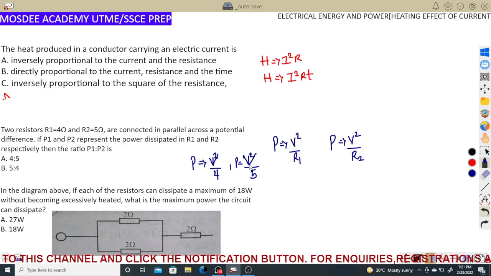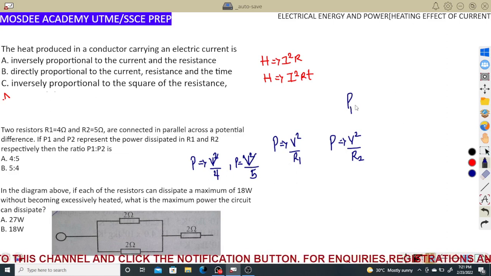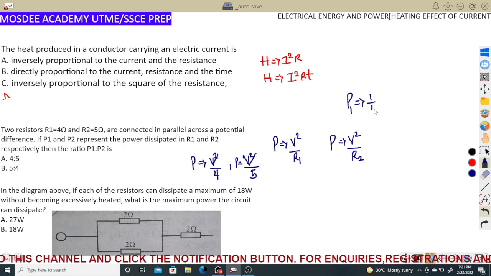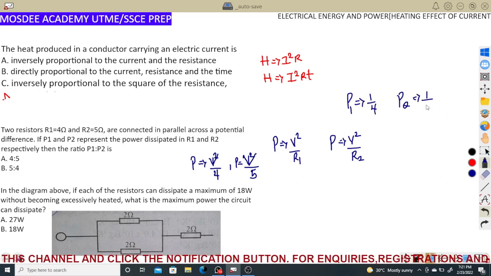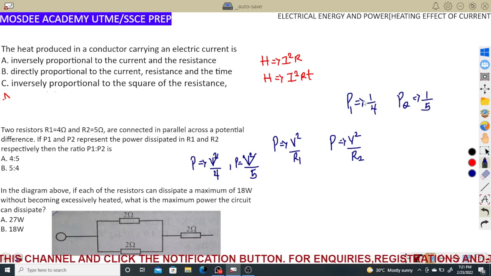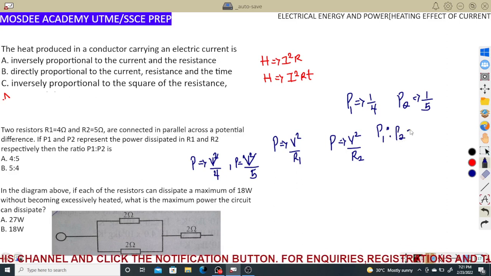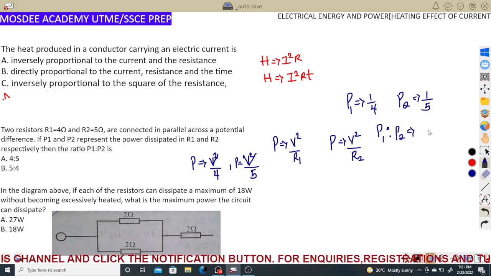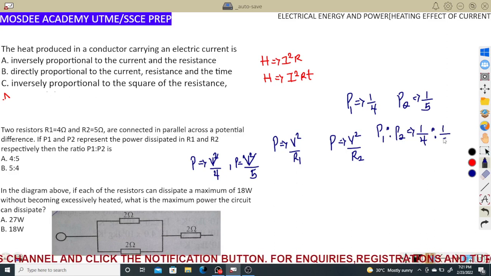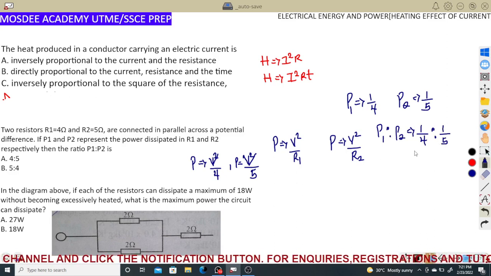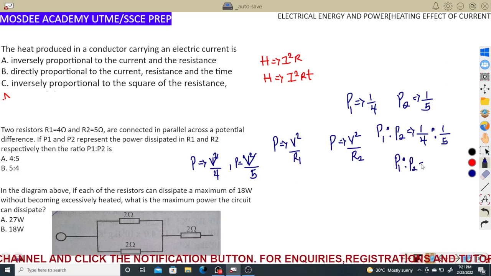On simplification, V gets cancelled out. So please note that. We are looking for P1 ratio P2. P1 is 1 over 4 from what I just showed you. And P2 is equal to what? 1 over 5 when V squared cancelled out. So P1 ratio P2 is very simple to know. That is 1 over 4 ratio 1 over 5. We can cross multiply and, on simplification, the answer will be equal to 5 ratio 4.